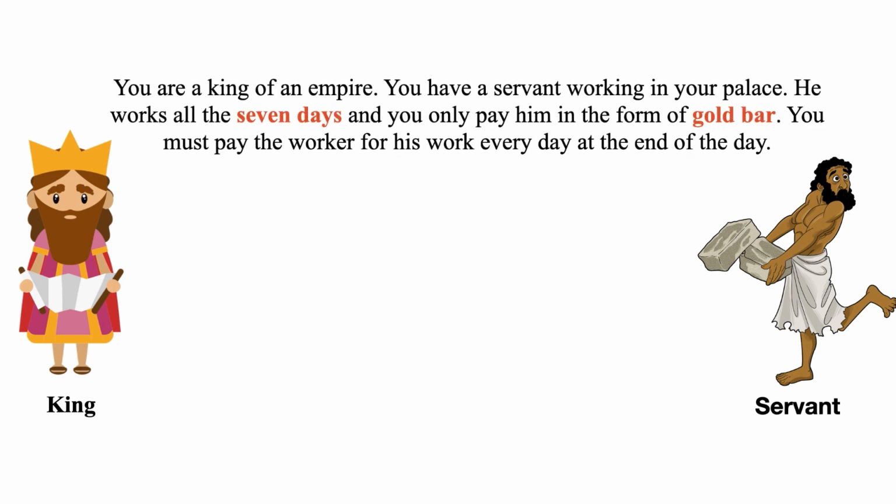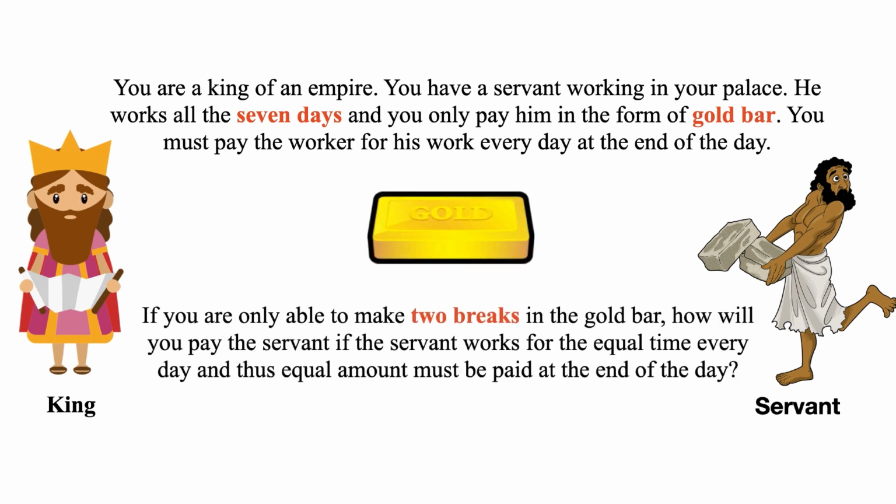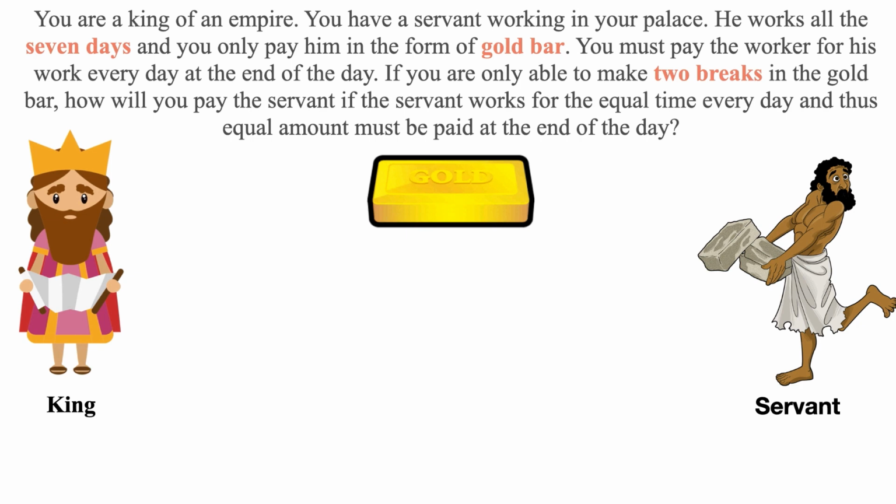You are a king of an empire. You have a servant working in your palace. He works all the 7 days and you only pay him in the form of a gold bar. You must pay the worker for his work every day at the end of the day. If you are only able to make 2 breaks in the gold bar, how will you pay the servant if the servant works for the equal time every day and thus equal amount must be paid at the end of the day? This is one of the interesting puzzles asked in several job interviews.